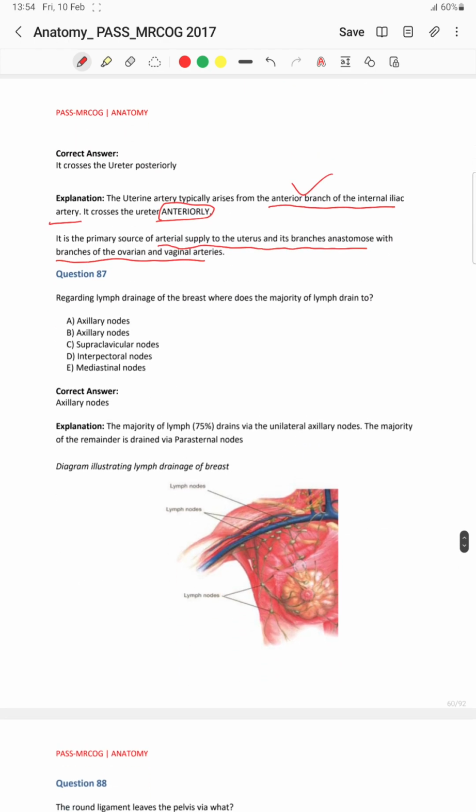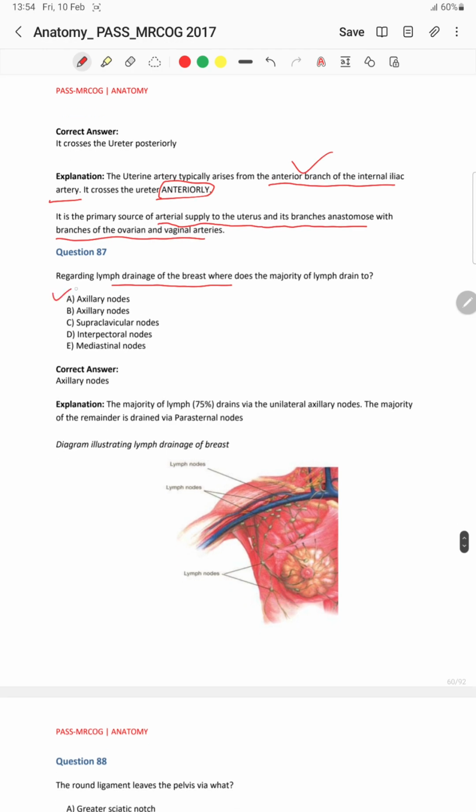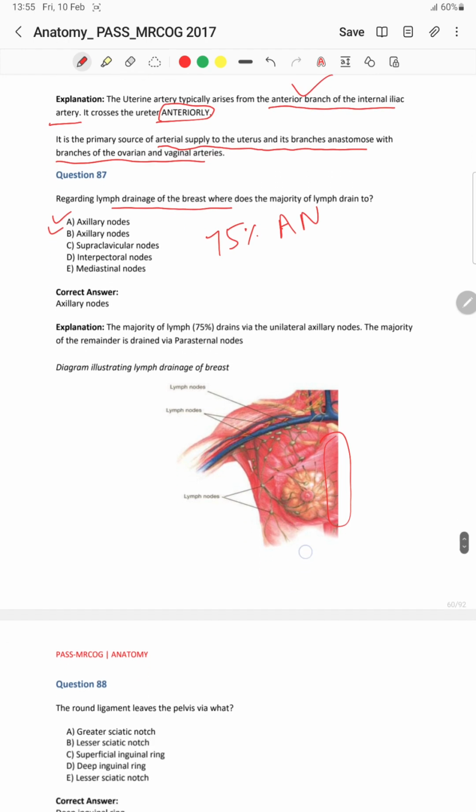Now question number 87, regarding the lymph drainage of the breast: where does the majority of the lymph drain to? We all know that the answer is the axillary nodes, so option B is the answer. About 75% of the lymph drainage occurs by the ipsilateral axillary nodes, right to the right and left to the left. The majority of the remainder is drained by the parasternal nodes. These are the nodes present near the sternal area, and they also drain the breast.